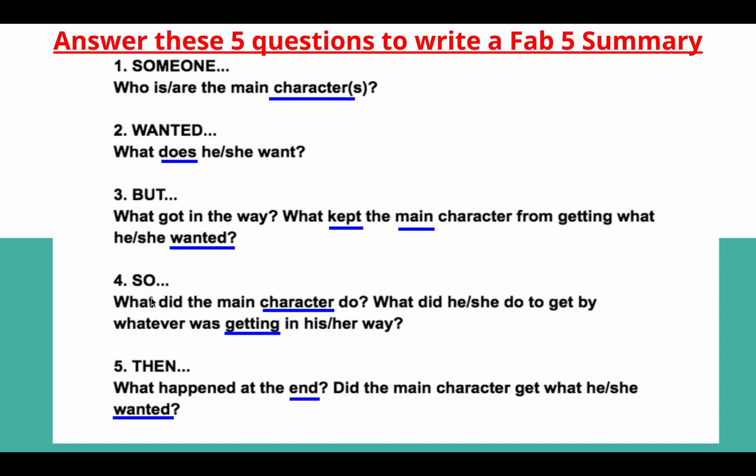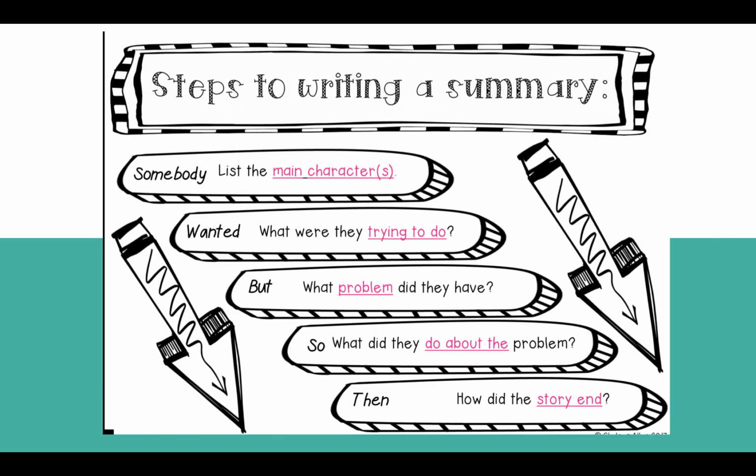So, the next keyword, the so is a solution. What did the main character do? What did he or she do to get by whatever was getting in his or her way? Then the last keyword, then, what happened at the end? Did the main character get what he or she wanted? Basically the finale, what happens at the end? So in order to write a Fab 5 summary, you have to ask and answer these 5 keywords. Someone wanted but so then.